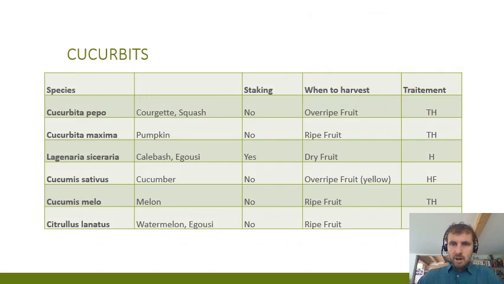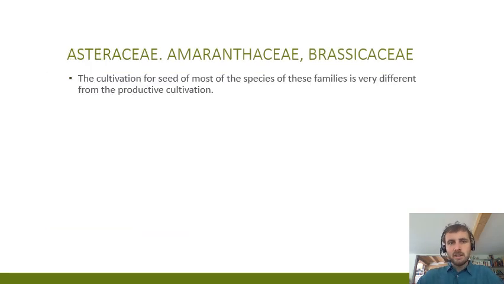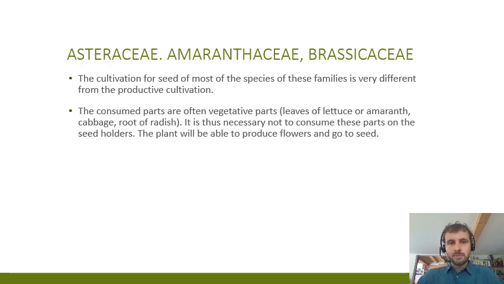The same table are for the Solanaceae with the different treatment you should use, when to harvest, do you need staking, and the different family, different species, sorry. Then we have these families of Asteraceae, Amarantaceae, Brassicaceae. In this case, I put them together because the cultivation for seed is completely different than that of the crop.